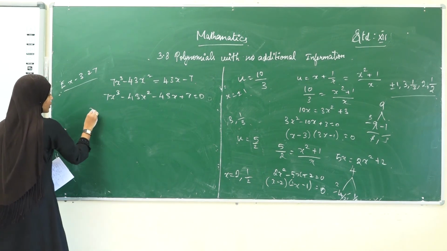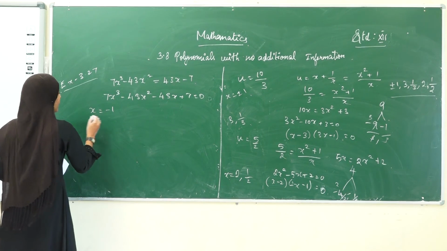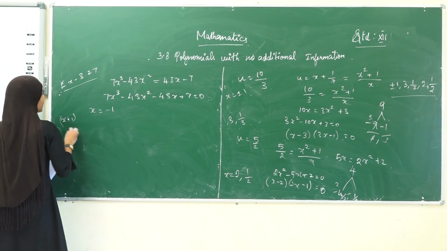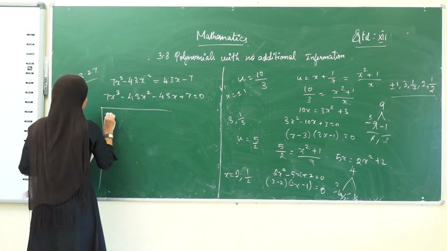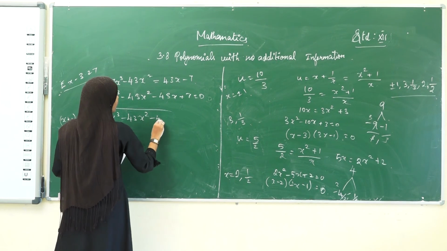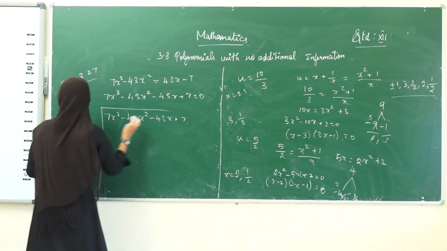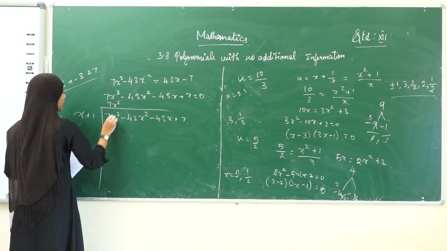Therefore what will be the solution? x is equal to minus 1, right? x is equal to minus 1. What's the factor? x plus 1. Divide this with x plus 1. 7x³ minus 43x² minus 43x plus 7. We are going to divide with this factor x plus 1. Divide this. What's the answer we get?